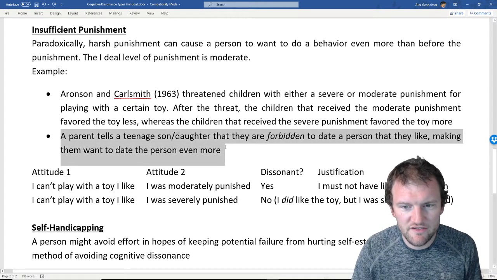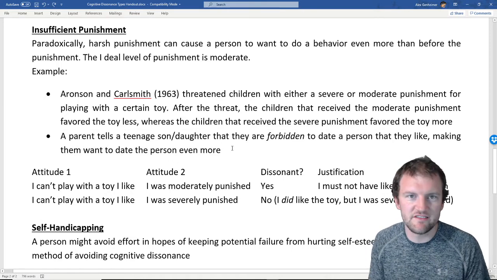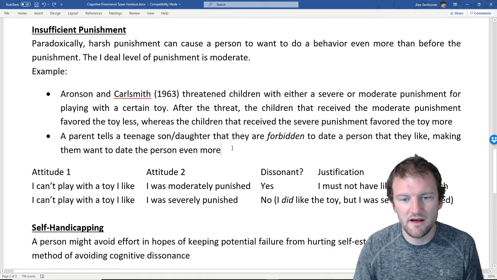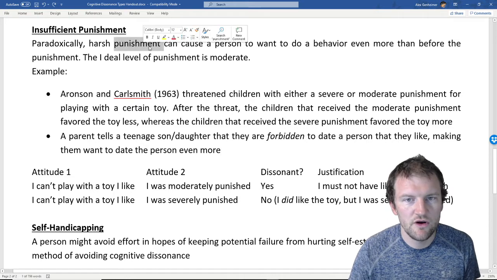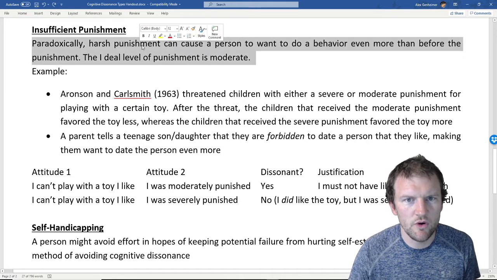In most movies, if you're forbidden from dating somebody, it makes you want to date them more. If you're harshly punished for something, it makes you want to do that thing more.